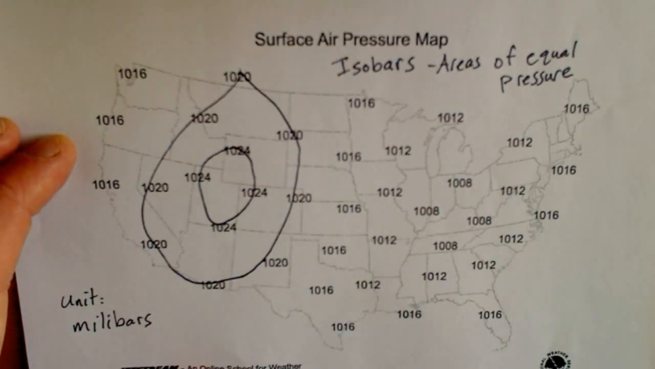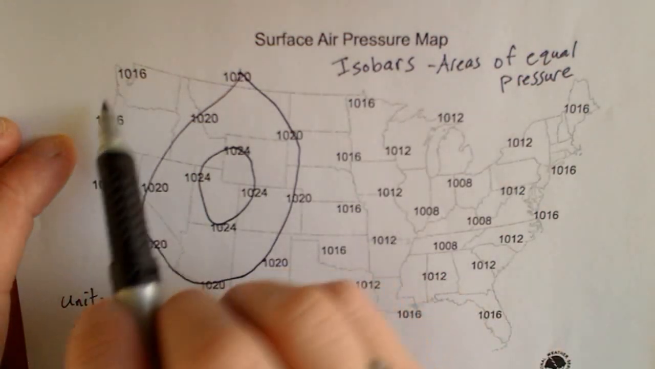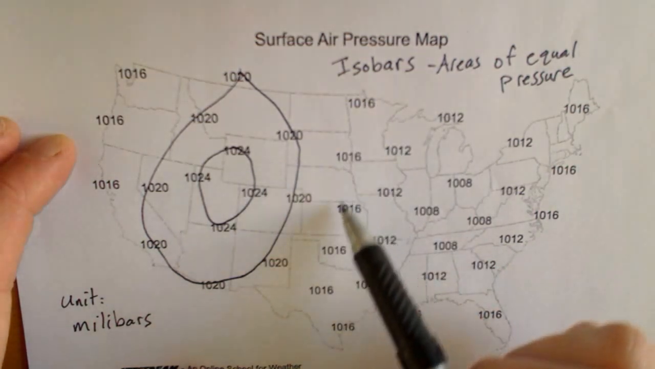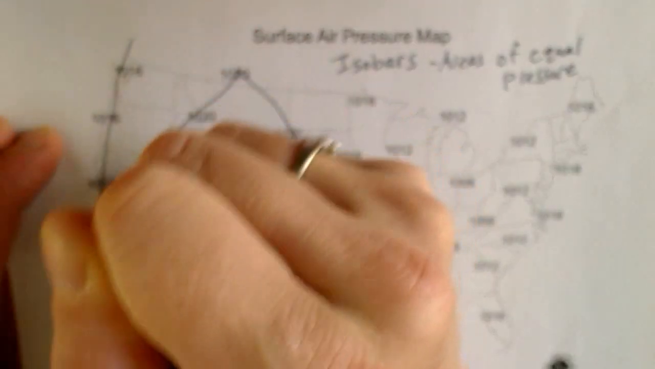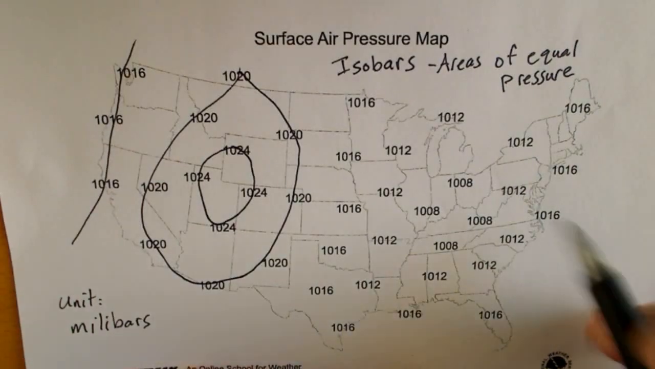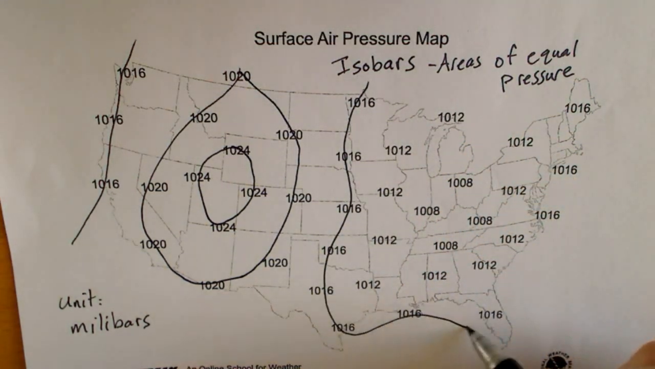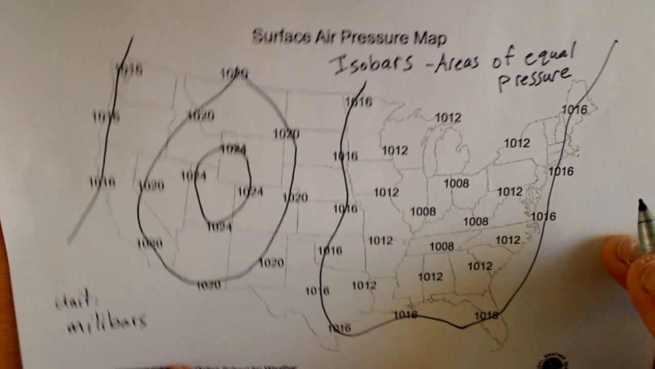Nice. Now let's see what's next, 1016. So I've got 1016 to the west and 1016 to the east. Now if I follow those 1016s, I'm going to actually make these separate. So this one's going to kind of go off that way as 1016. And this one, 1016, 1016, 1016. Let's connect that all the way up the east coast. We've got this kind of big U shape.